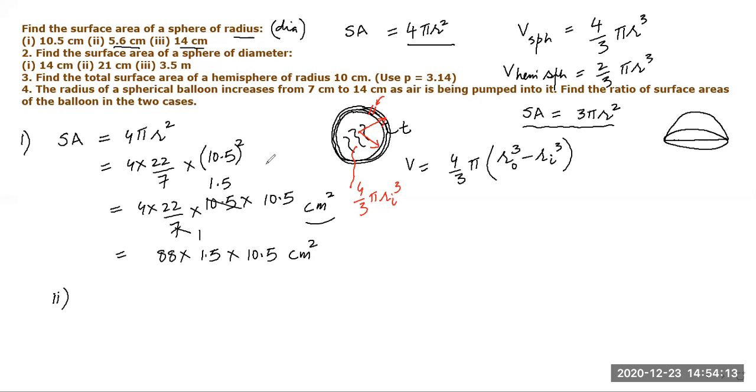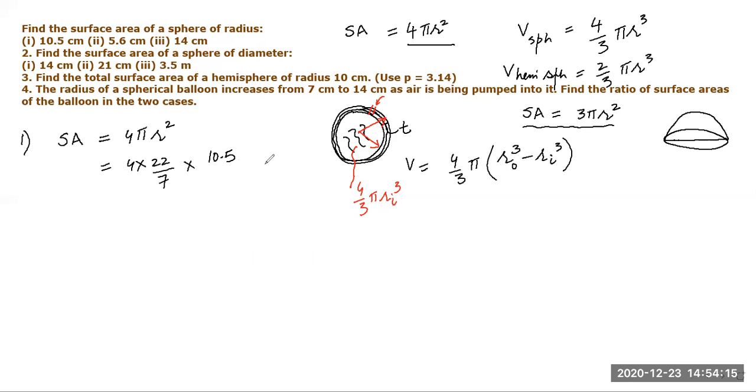Now, students, let's do the second question. So what is second question? Find the surface area of the sphere of diameter. So see, now diameter is given. So diameter is 14 centimeters. So Adi, what will be the radius?